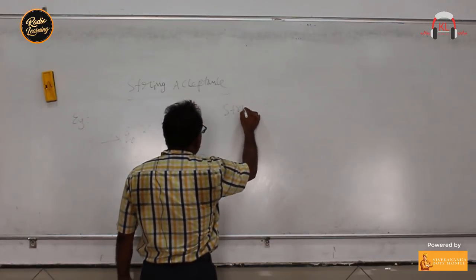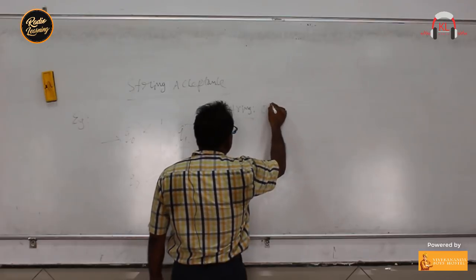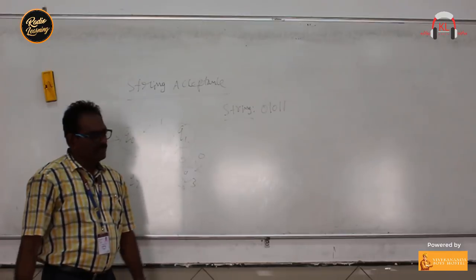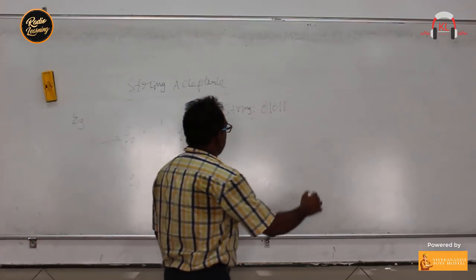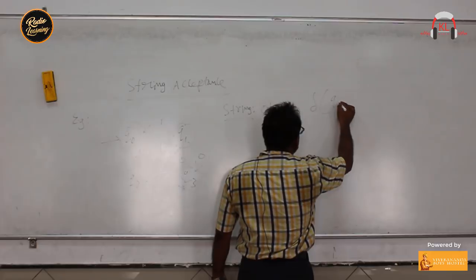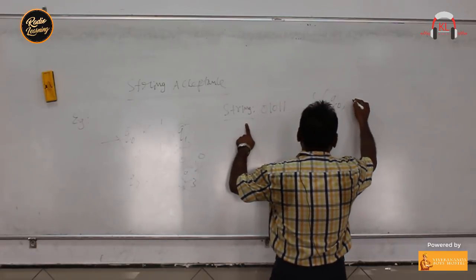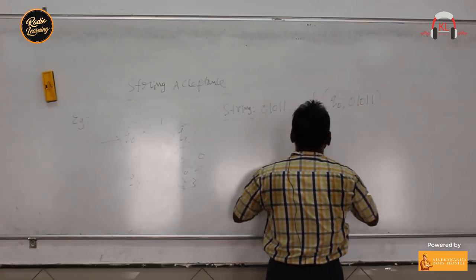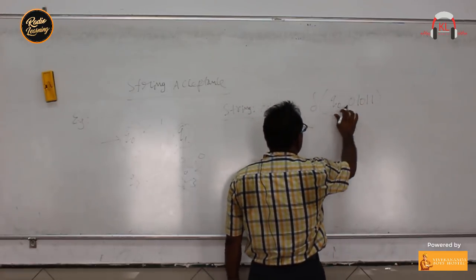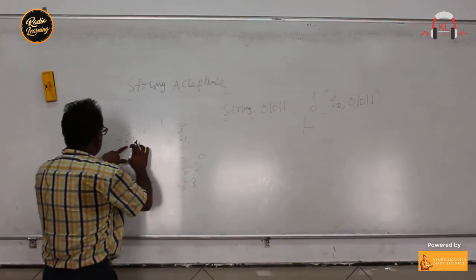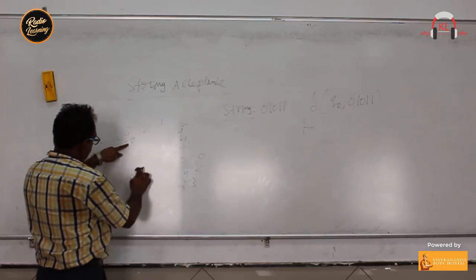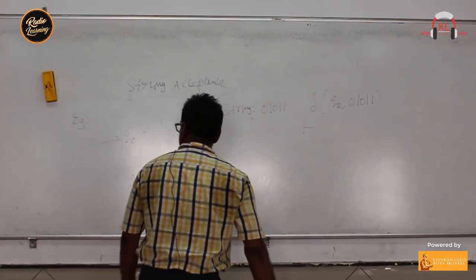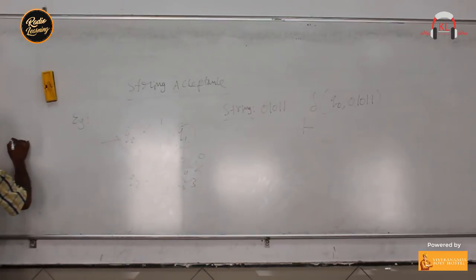Let us take the string 01011. Now let us check whether the given string is accepted or rejected. For the string acceptance, I have to take the initial state and the string we have taken. Q0 on 0, we are moving to Q2. Otherwise, we can take the transition table also.